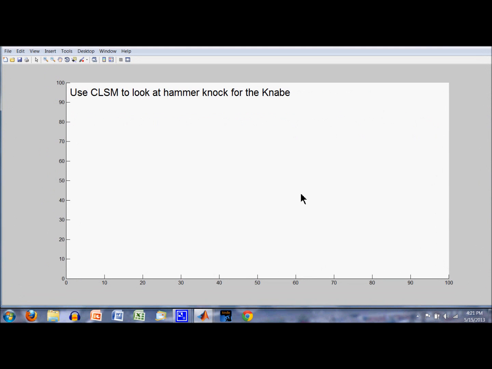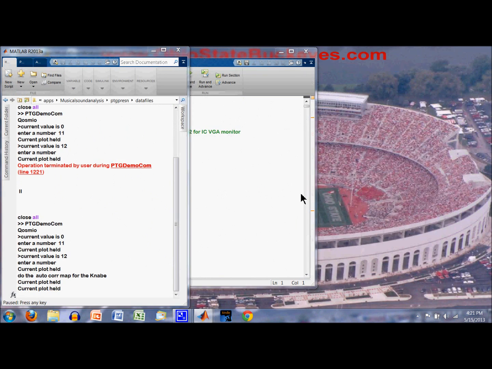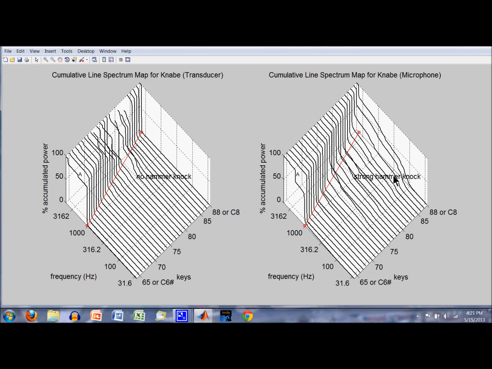Now let's take a look at the area where there's this hammer knock. Okay, here, this plot is taken from the first plot. It's just the 65 to 88 numbered keys. And here's our power at frequencies below the fundamental. And I used the microphone to collect this data.